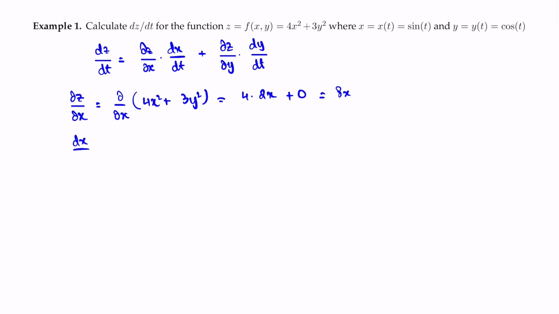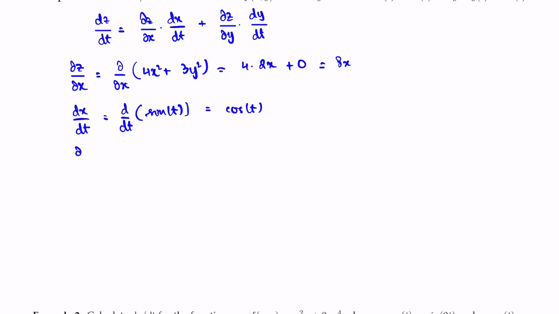Now for dx dt, you take the regular derivative of x with respect to t, and x is equal to sine of t, so the derivative of sine of t is cosine of t. Similarly, you have partial z, partial y is equal to partial y of 4x squared plus 3y squared. Again, in this context of the partial derivative of the function with respect to y, you treat x as a constant and you take the derivative of the function with respect to y only. So the derivative of 4x squared is going to be 0 plus the derivative of 3y squared is going to be 3 times 2y, or 6y.